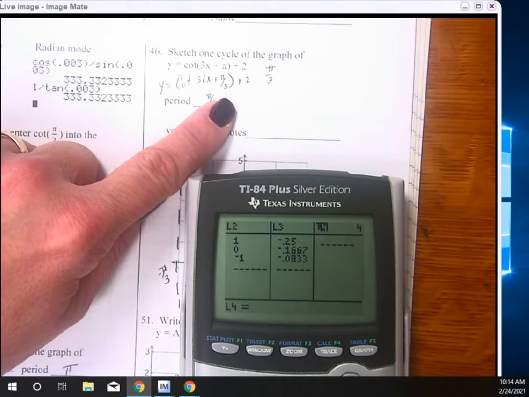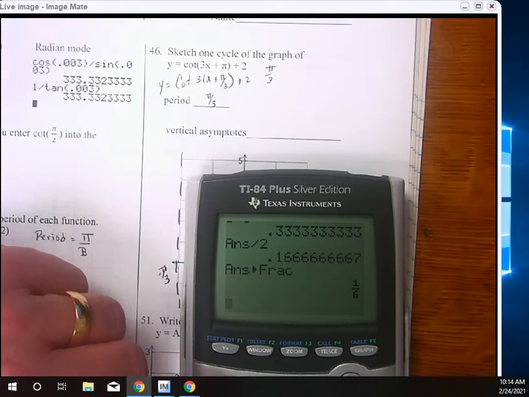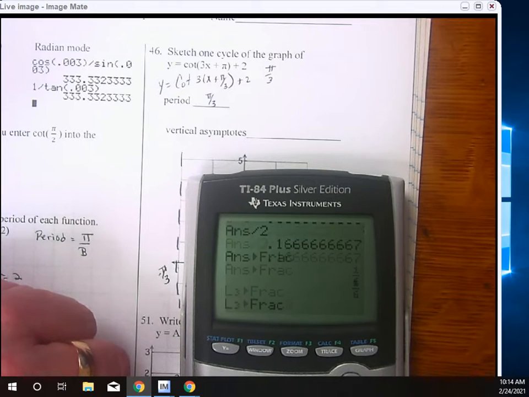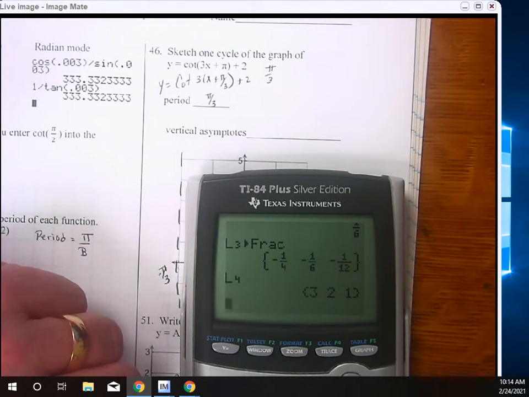So my L4, I'm going to put my new y values in. So I'm going to take my list 2 and I'm going to add 2. Then I'm going to quit out of here and I'm going to go into my blue 3 and do math, fraction, enter. So there's my list 3 values and my list 4 values. So these are going to be my new points.